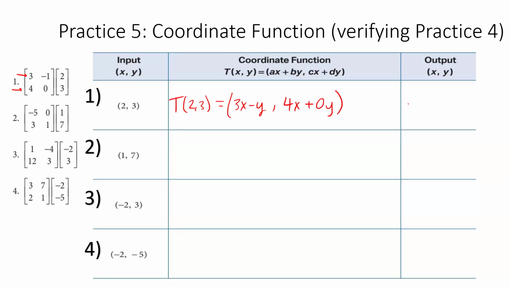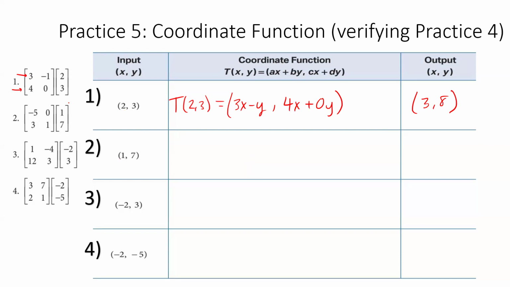And what was our result? What did we get? What was our answer to our matrix? We got 3, 8, so therefore the output is 3, 8. If I was to plug in 2 and 3, would I still get 3 and 8 from that? I surely would. Oh my gosh, math is connected. That's crazy. Who would have guessed it? Okay.